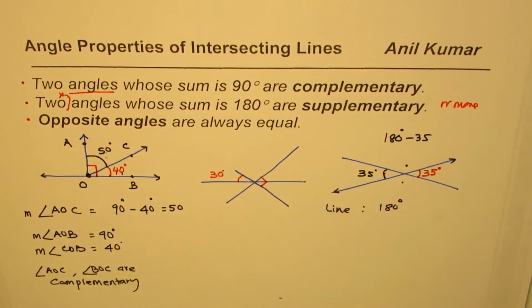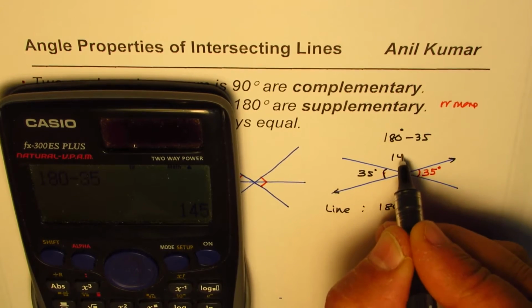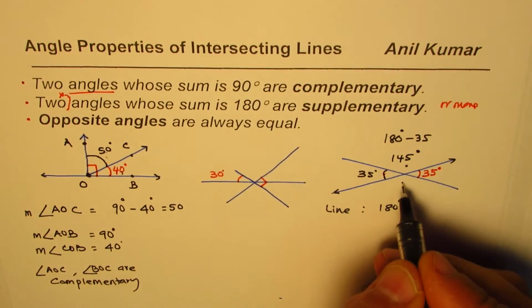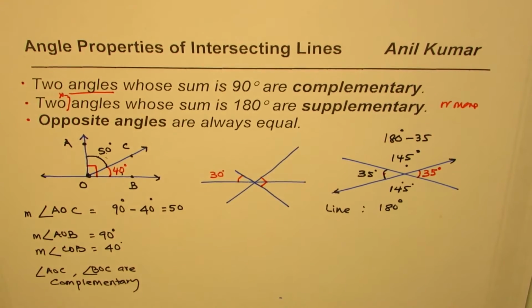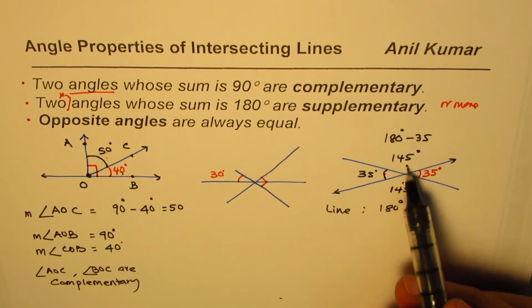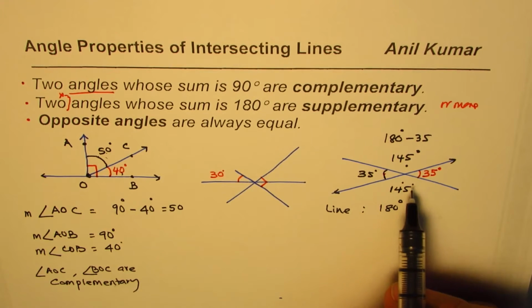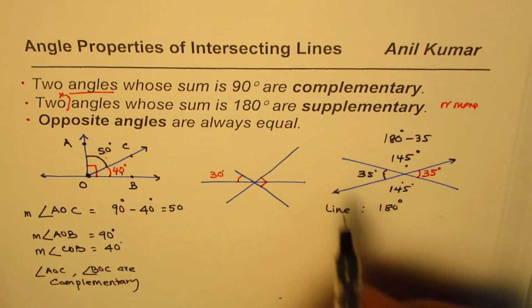Okay, so let's do this. What is 180 take away 35 equal to? 145. So this angle should be 145 degrees. Now since this is opposite to that, it should also be 145 degrees. Correct? So in this diagram, what we see is that the opposite angles are equal, as they should be, and the sum of these two is 180. That is called supplementary angles.